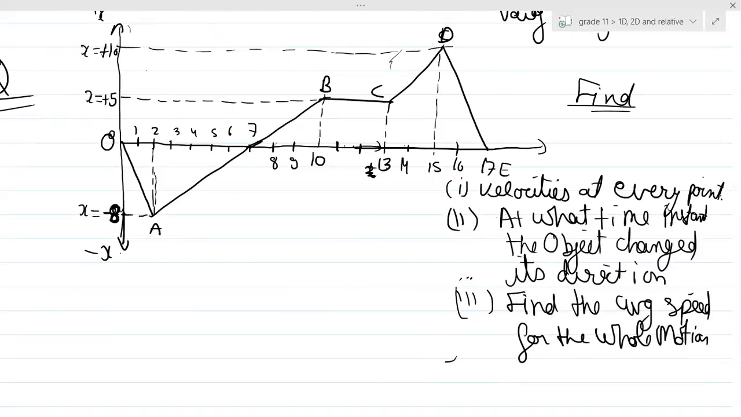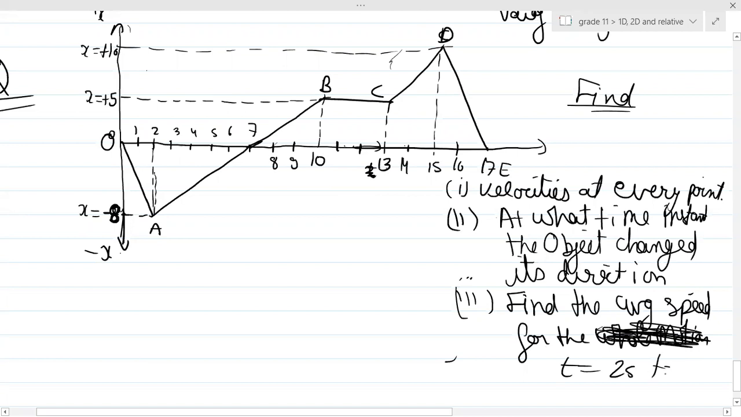So this will be your homework, by the way. Acha, it's not necessary I'll ask for the whole motion. I can ask you what is the average velocity between t equals 2 seconds and t equals 13 seconds. So I'll change the question, not for the whole motion. From t equals 2 seconds to t equals 13, tell me what is the average speed from A to C. I don't want the whole thing. Is this clear, guys? Yes, sir.